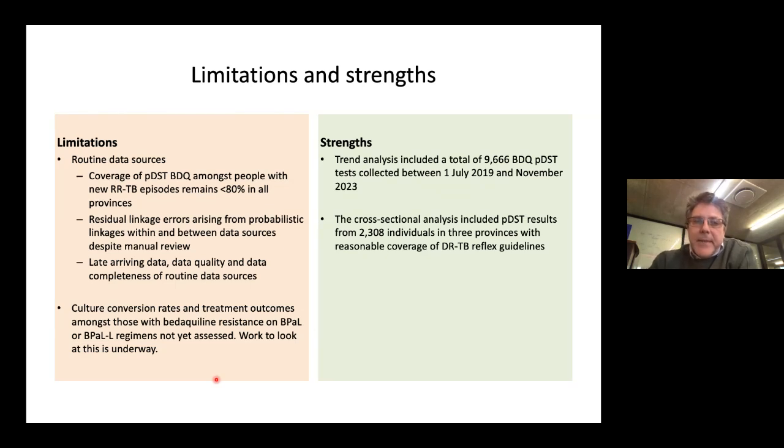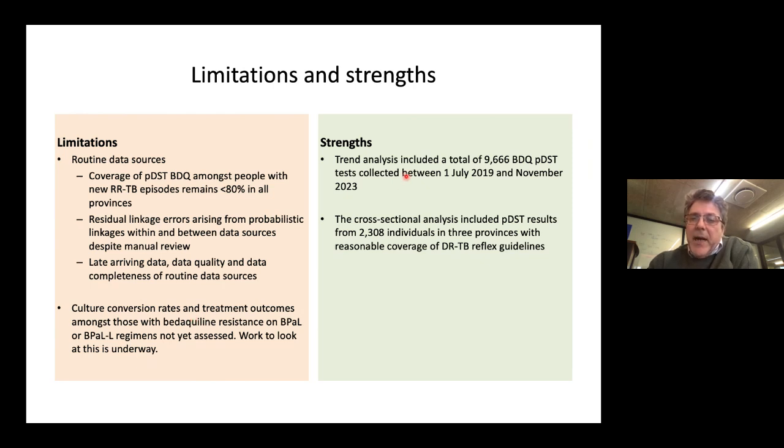There are obviously substantial limitations, and we're using routine data sources, and the coverage of bedaquiline PDST amongst people with RR-TB remains under 80% in all provinces, even the three included in this cross-sectional survey. It's possible that residual linkage errors from the probabilistic linkages are a limitation. They do introduce some noise, despite best efforts to ensure good linkages. And obviously, we do have an issue of late arriving data and data quality and completeness of routine data sources. We haven't yet looked at the culture conversion rates and treatment outcomes amongst those with bedaquiline resistance in the VPAL regimen or VPAL-L. Work to look at this is underway.